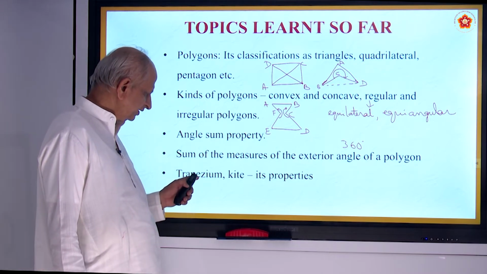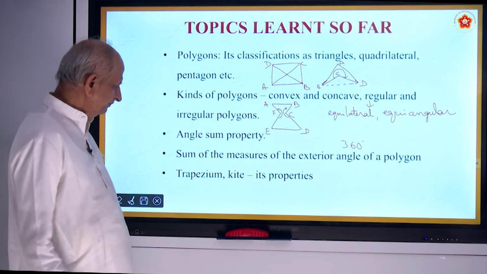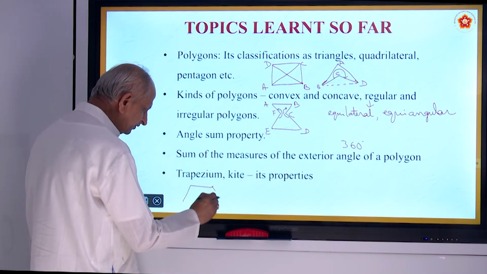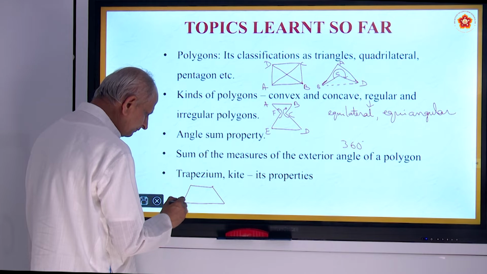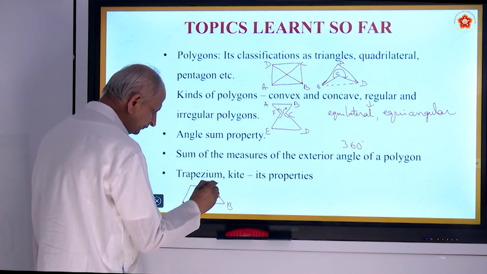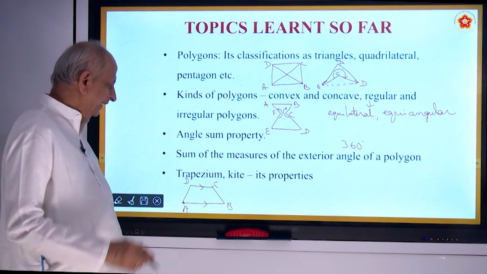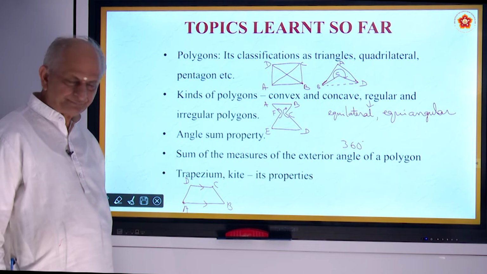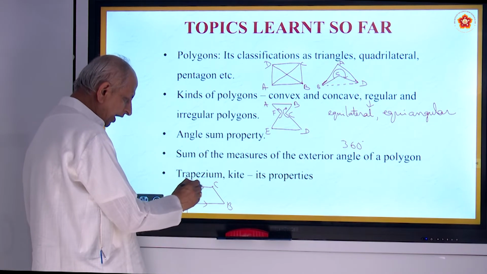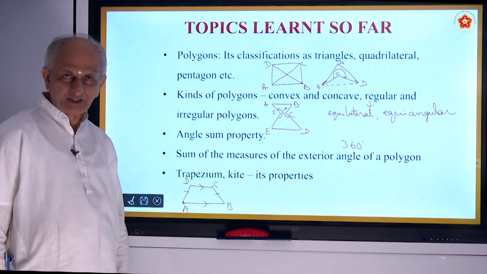Also, we ended the discussion with the trapezium and kite. What is a trapezium? A quadrilateral having one pair of sides parallel. Suppose you have ABCD. I am drawing a rough figure. If one pair of sides is parallel, we call it a trapezium. And if the non-parallel sides are equal, we call it an isosceles trapezium.